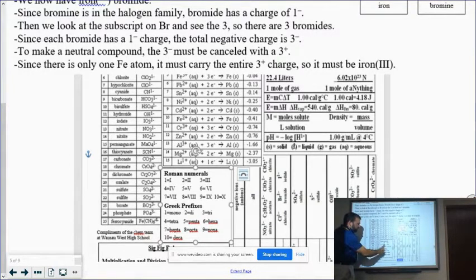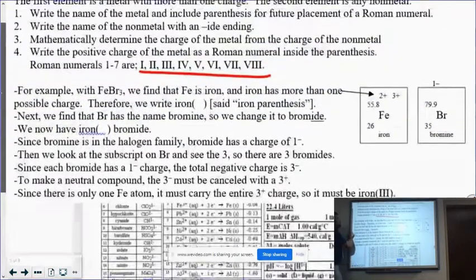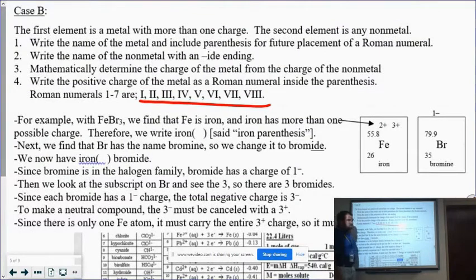And up top, we have all the Roman numerals 1 through 10. We'll never use up past 7, I don't think. 7's the highest we get. But you should be familiar with those, and if you're not, you have that resource. You can always go back and find it. In every quiz and every test, you get to use your periodic table, so you don't have to memorize the Roman numerals, but you will start to learn them as we go along.